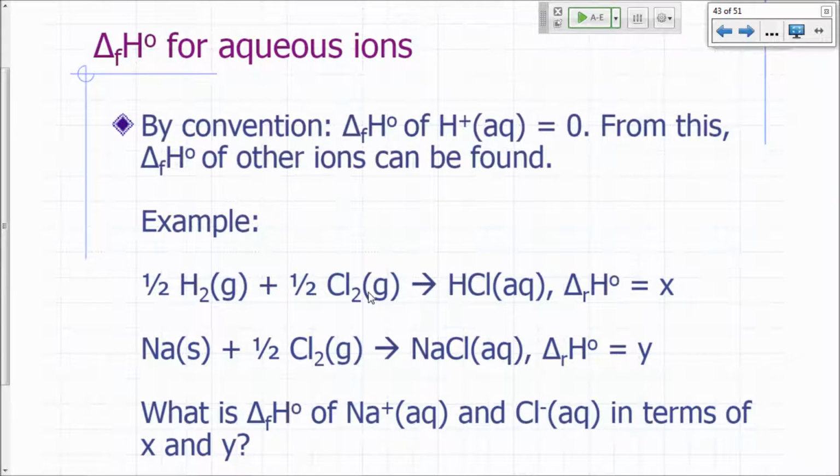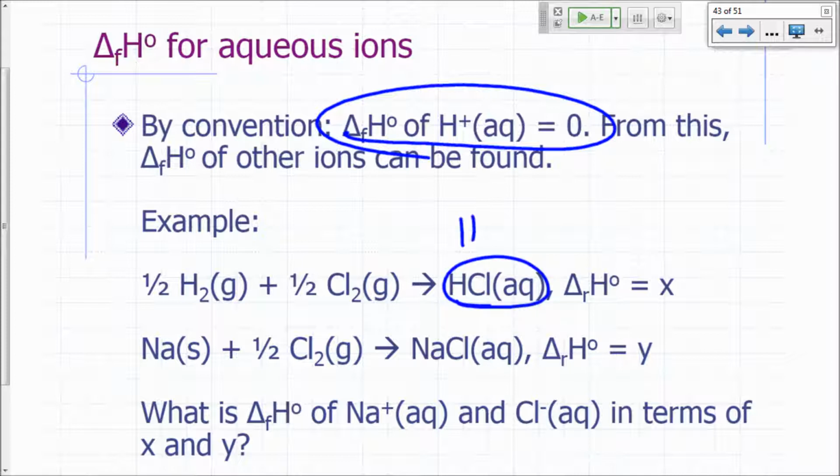For reactions in aqueous solution, as a matter of convention, the delta H formation of H+ is defined to be 0. Now, why do we have to make an arbitrary value for H+? The reason is you cannot form ions individually in solution. They always come in pairs. So if you get the delta H formation of HCl aqueous, this is really H+ aqueous plus chloride aqueous. You can measure that delta H.